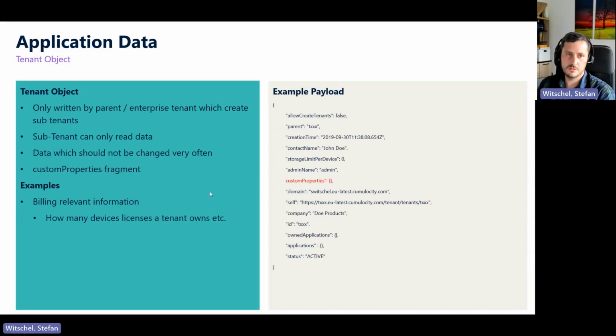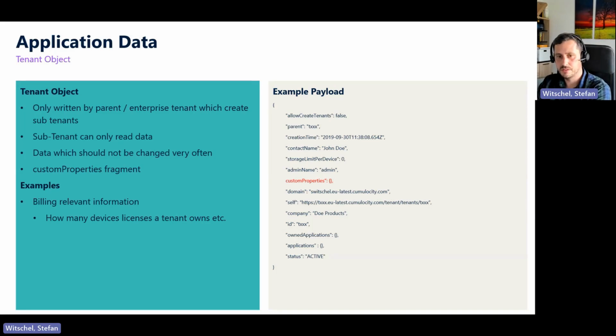And then the third option, which is the tenant object, which is kind of an edge case. Here again, only the enterprise tenant who is creating the subtenant can write data to it. We have a fragment called custom properties, where you can store any kind of additional data to your tenant. The subtenant can only read this kind of data.